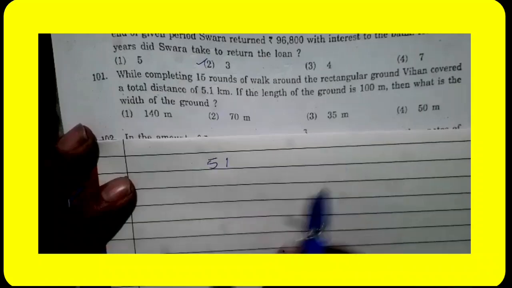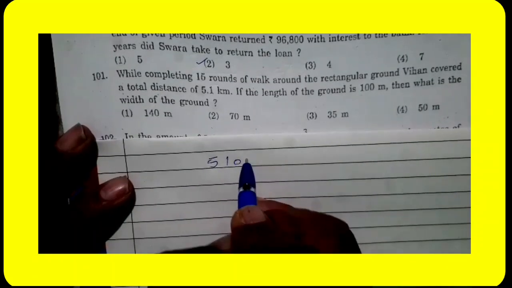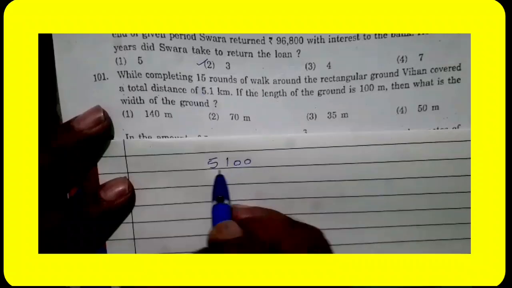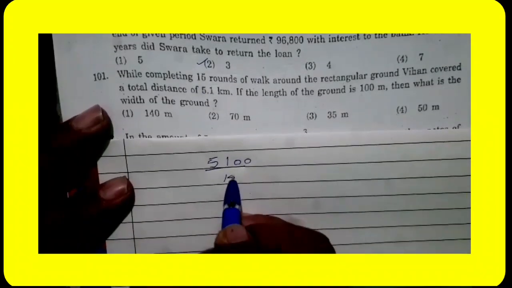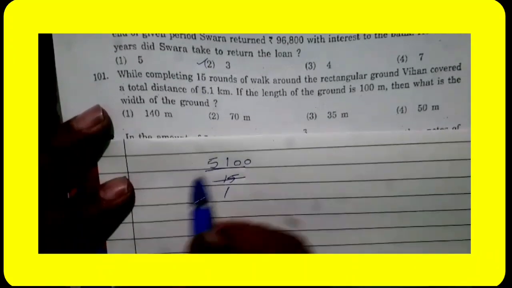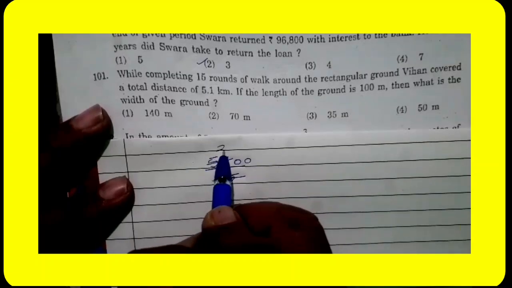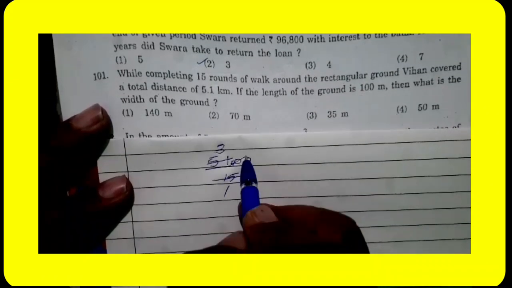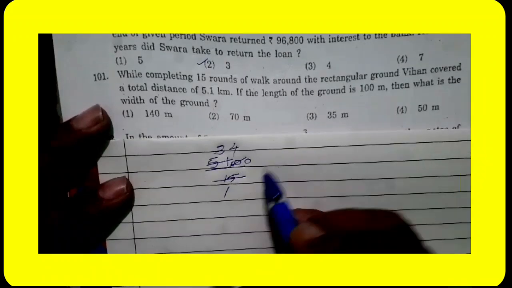5.1 kilometer distance, that is 5,100 meter. 15 round, divided by 15. Divide 15. 15 times 3 is 45. Here is 6. 4 times 15 is 60.